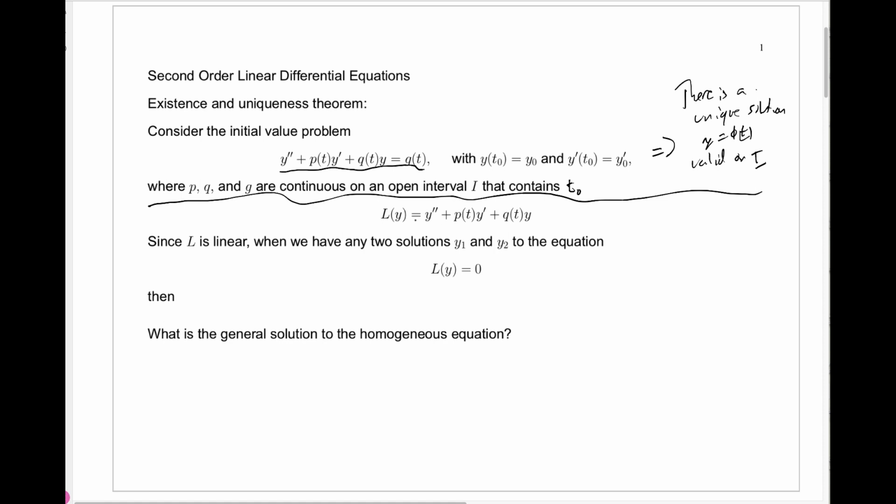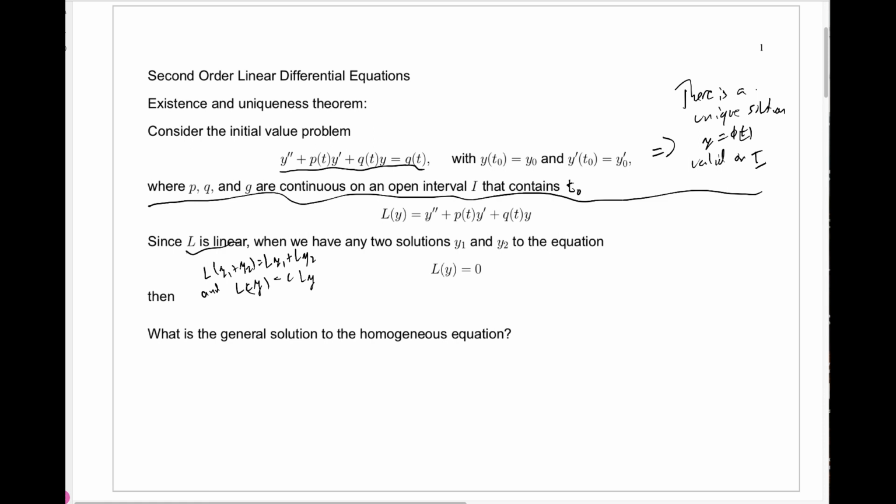Now, we've already introduced this linear operator L of y. L of y is y double prime plus p of t times y prime plus q of t times y. Remember, L is linear. What does that mean? It means L of y1 plus y2 is L of y1 plus L of y2, and L of a constant c times y is just c times L of y. So L is what we call a linear operator.